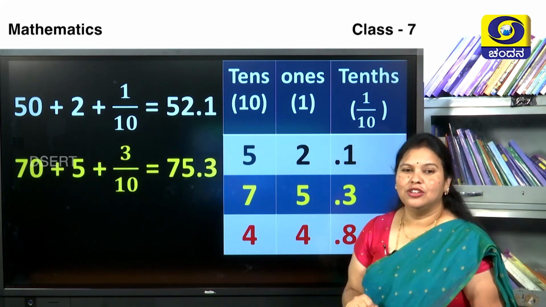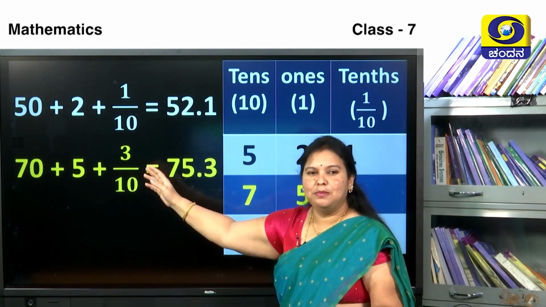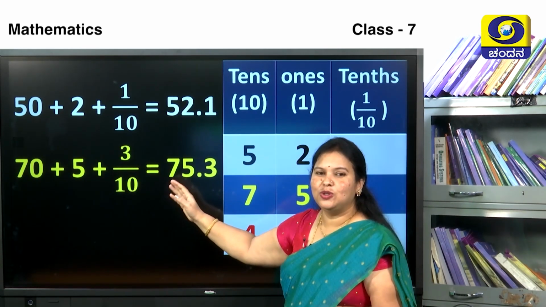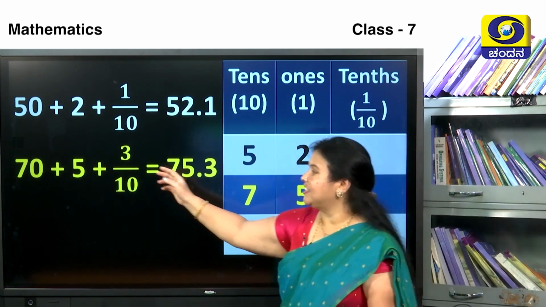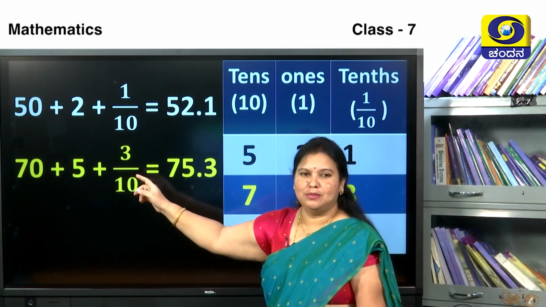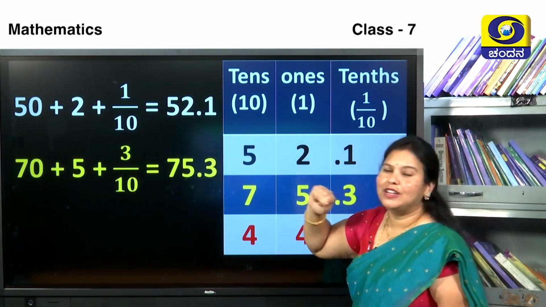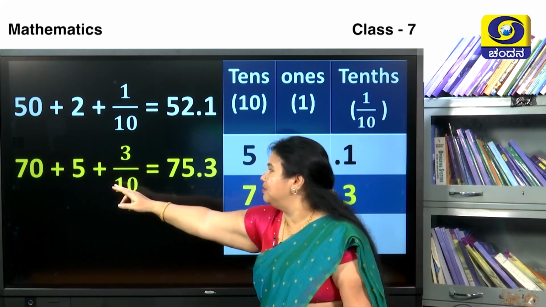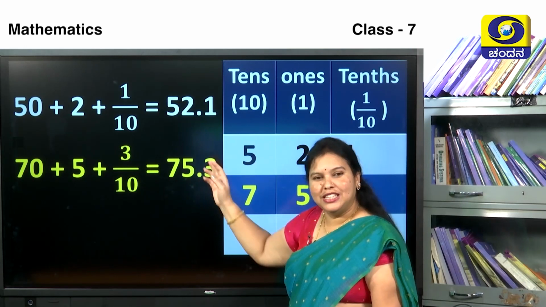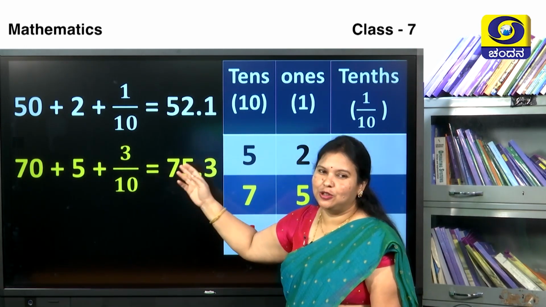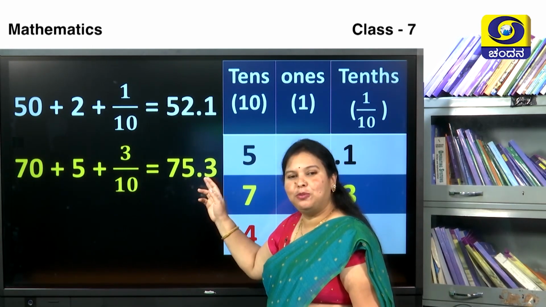Like the same, we will do the next example. 70 plus 5 plus 3 by 10 is equal to 75.3. So, how to place it? Here 70 and 5 are whole numbers and 3 by 10 is a fraction. First you have to add the whole numbers, that is 75, and 3 by 10 into decimal form is nothing but 0.3. So, by adding all this we get 75.3.